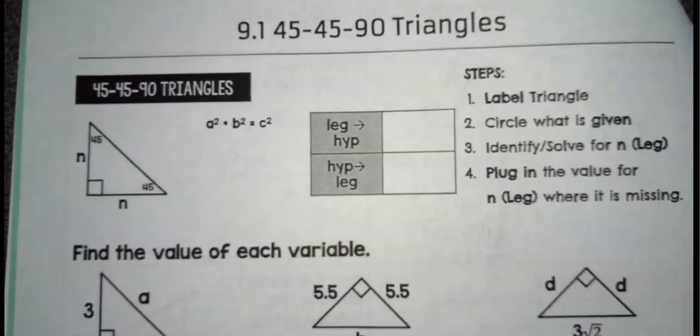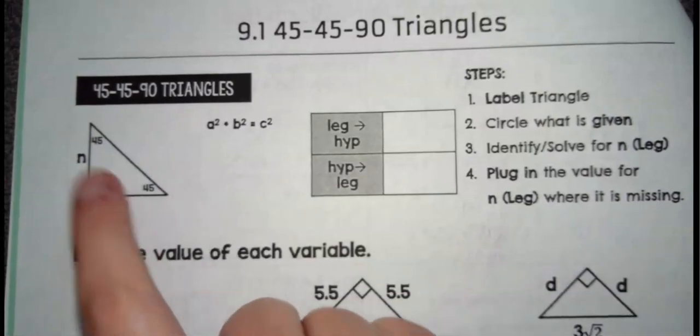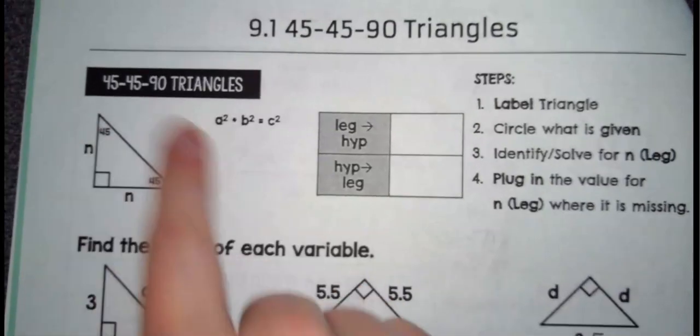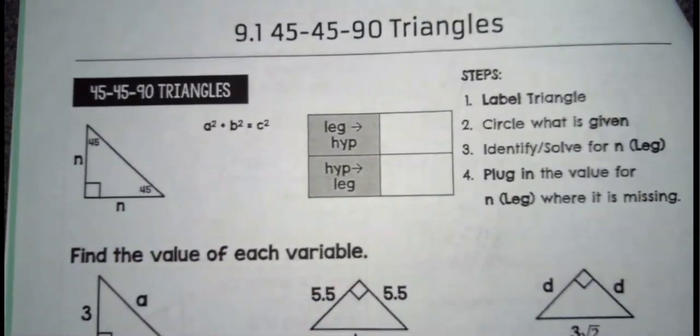Okay, so we talked about this in the warm-up. In the warm-up we had 7, 7, and 7 root 2. So there's something in common. There was a 7 in common for all the sides.